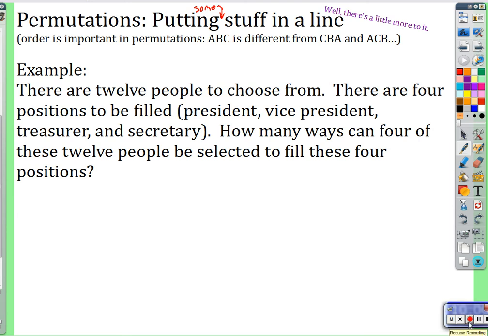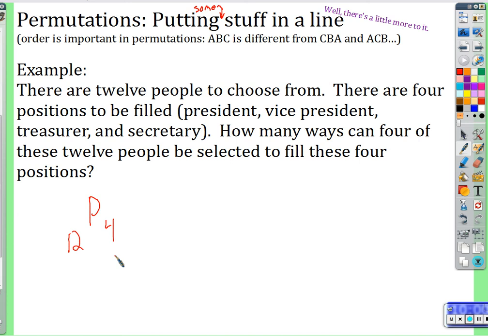All right, so we've got 12 people to choose from. We see that order is important here. That's going to be a key thing for you to be able to parse this out. Do I use nPr or nCr? That's what you're going to be asking yourself soon enough. We're going to use P because order is important. If you switch the president and the secretary, that's a completely different permutation, completely different ordering, completely different list.